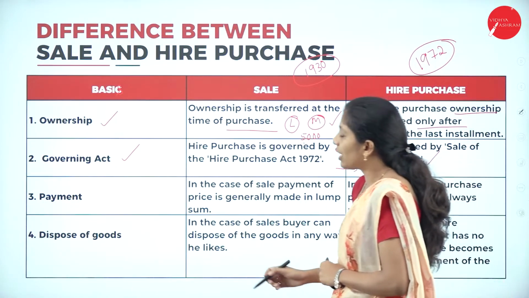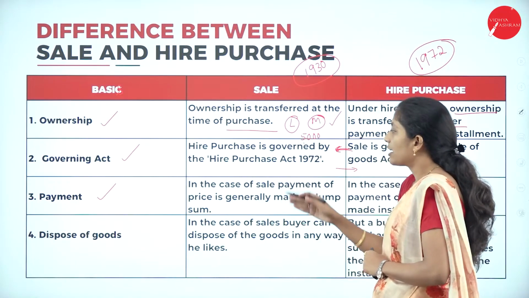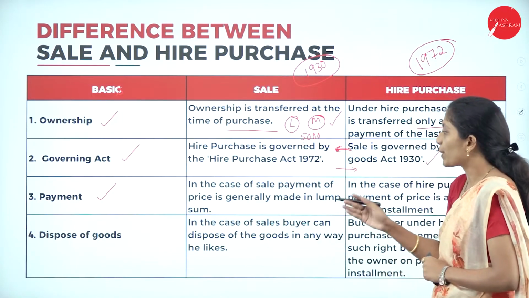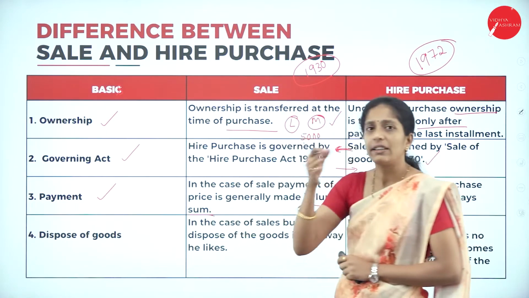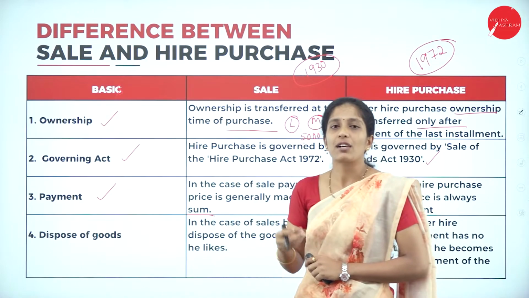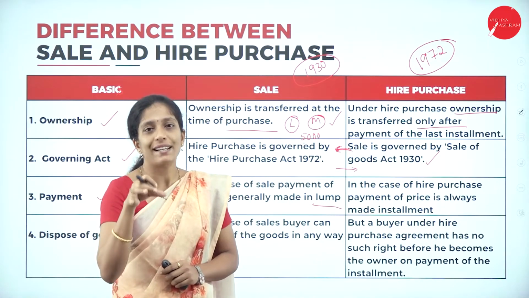Now coming to the third one, payment. How is the payment made in a sale? In case of a sale, payment of the price is generally made in a lump sum. So when the goods have been transferred, they will make the payment immediately in a lump sum amount.